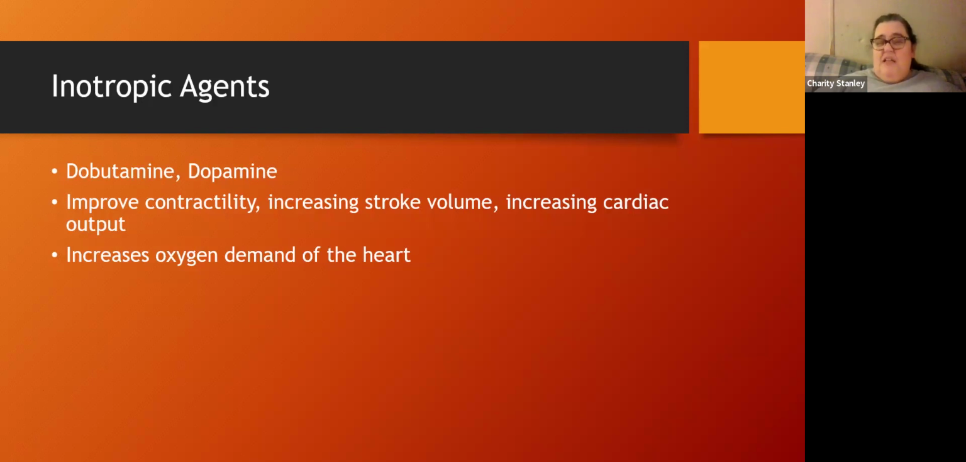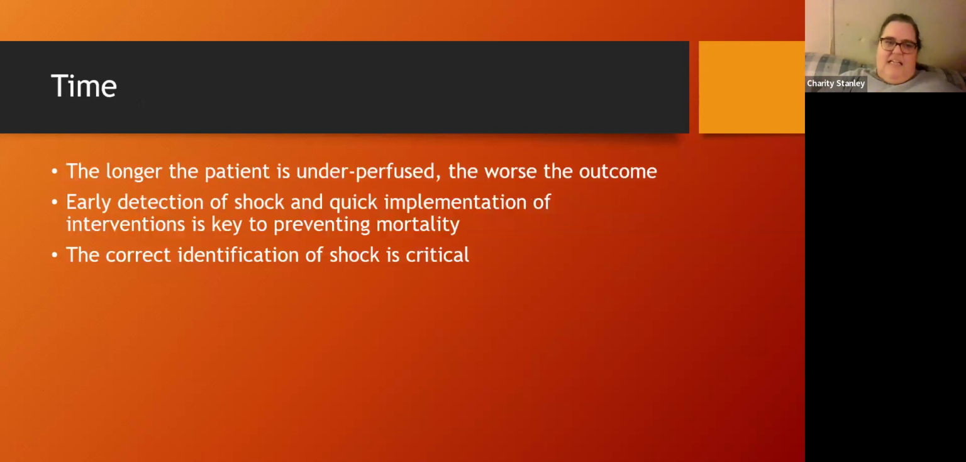However, you're making the heart work harder. So if you're making the heart work harder, then the heart's going to need what with oxygen? More or less? It's going to need more oxygen to be able to sustain that workload. The longer the patient is not getting the blood flow that they need, the worse off the patient is. So we also have to consider how long this has been going on.